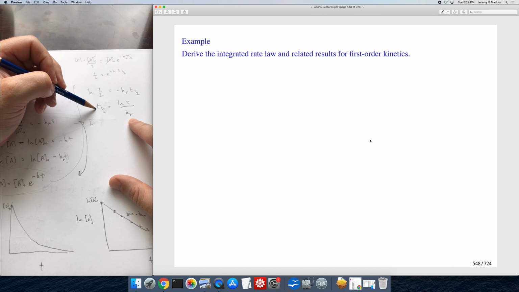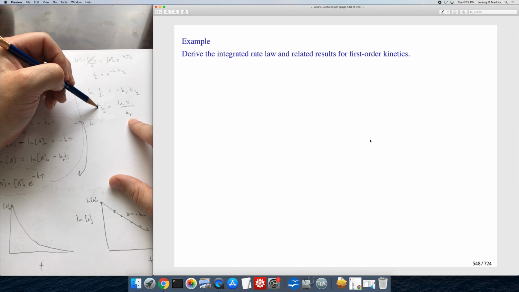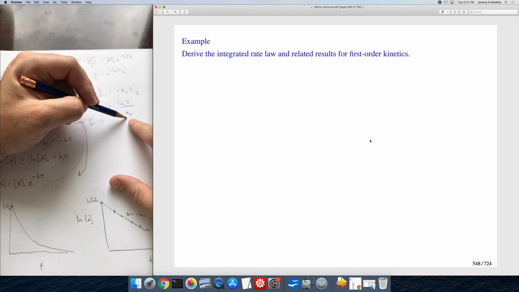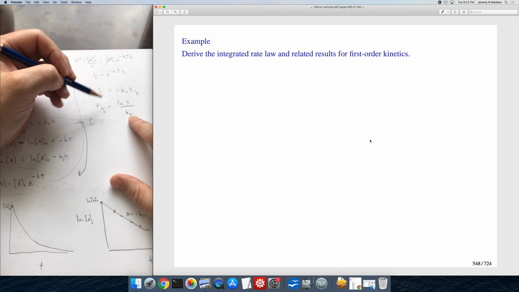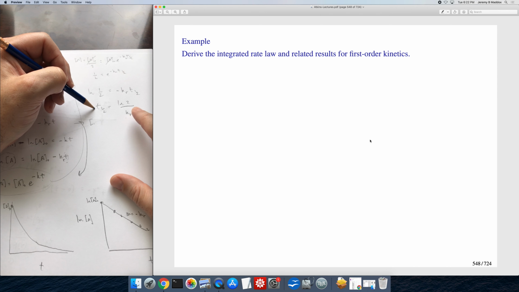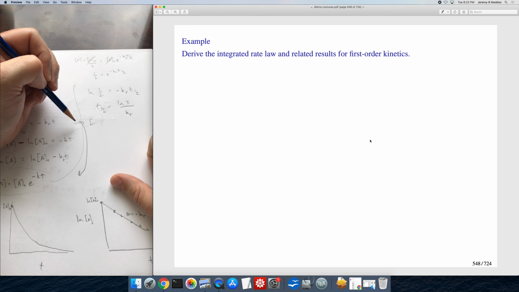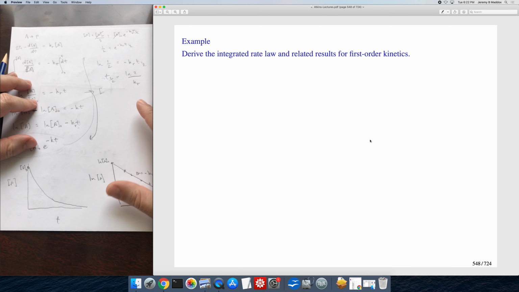And what I'll point out here is that the half-life time for first order kinetics is inversely proportional to the rate constant, just like zeroth order kinetics. So the larger the rate constant, the smaller the half-life time. The faster the reaction, the shorter the half-life time. But it does not depend upon the initial concentration of the reactant. So it doesn't really matter how much you start with, the half-life interval is going to be the same.